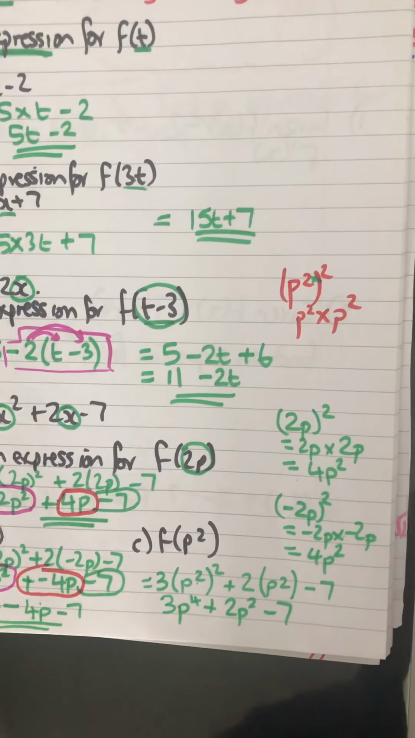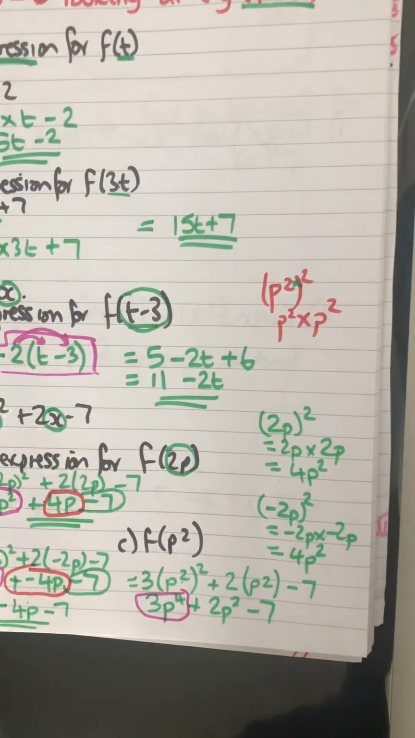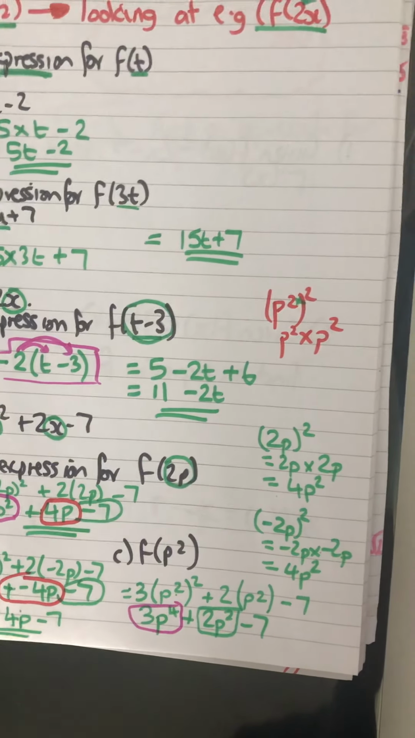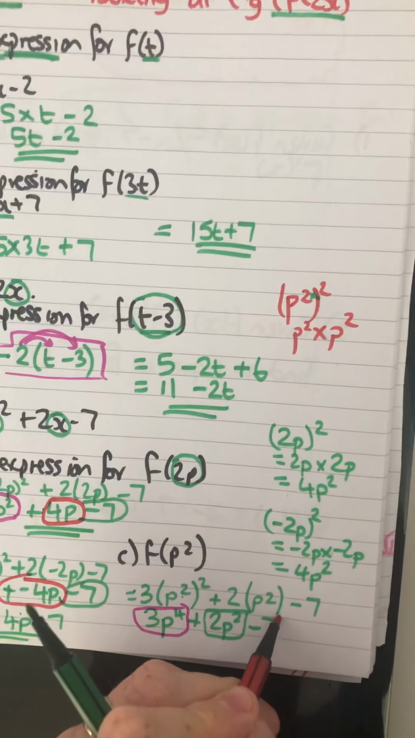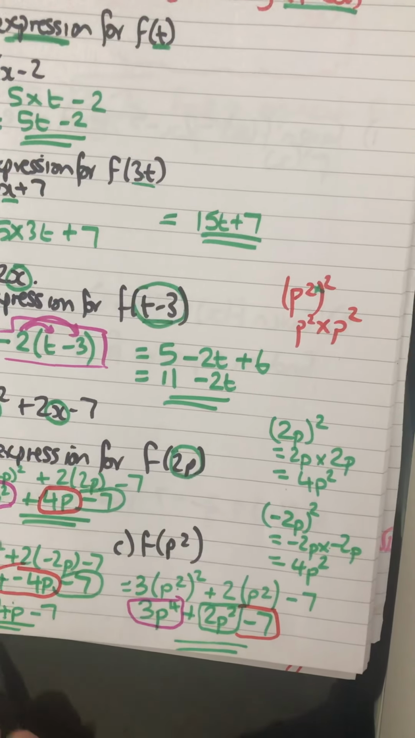Now again, just check through if you can collect like terms. That's a term, because it's got a power of 4. This is a different term, it's got a square on it. And this is just a number. So that is the final answer. You can't do anything else with that.